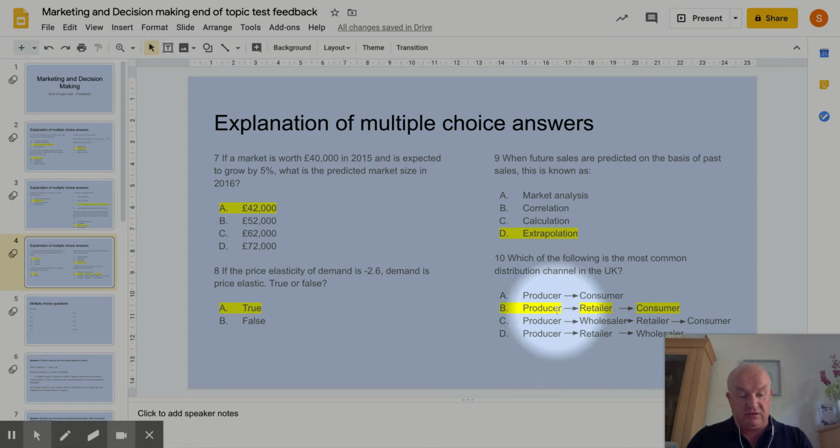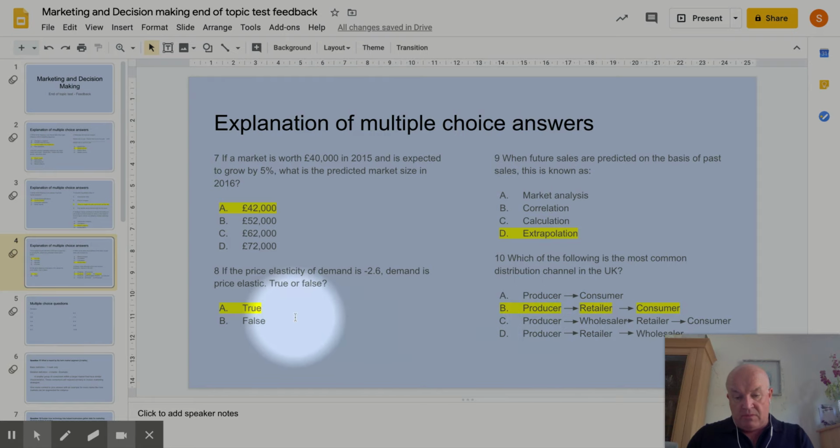So if we take as an example, let's take something in the food industry. If we've got somebody who's producing sweet corn, so that they are producing that, they are actually maybe canning that and then selling it to a retailer, and then the retailer is then putting it in their shop or on their website and essentially selling to the consumer. So the most popular or the most common distribution channel in the UK is from producer to retailer to consumer.